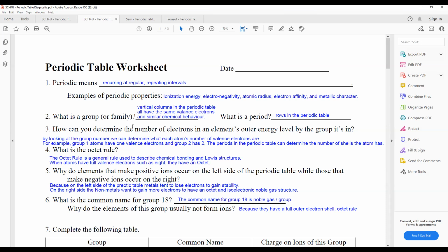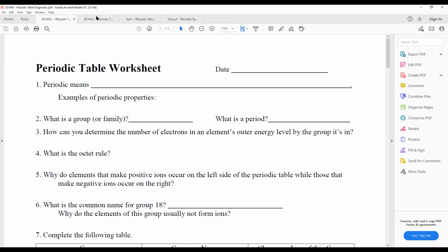What does periodic mean? Like occurring, or... Reoccurring, yep. At regular intervals. Yeah, exactly. It's recurring at regular intervals. That's exactly what it means. This is recurring at regular intervals. And I just noticed that I am showing you the answers. Okay, so what about a group or a family? What is a group or a family?